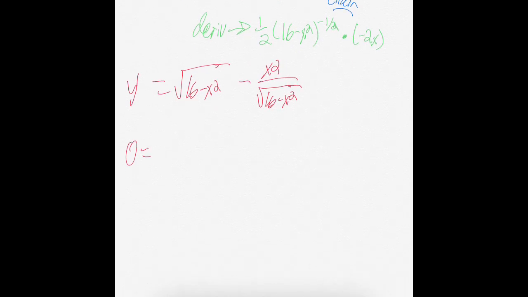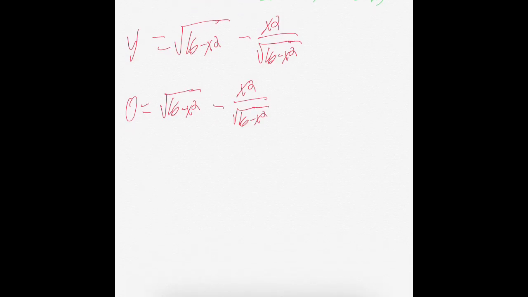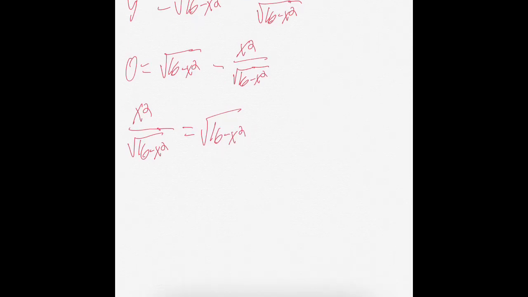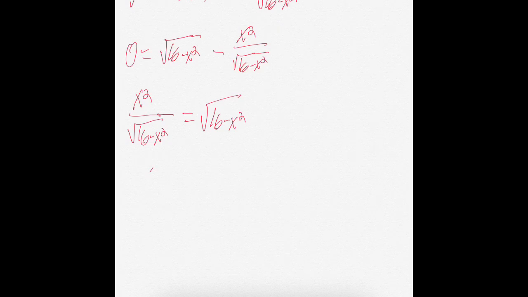Okay, so here we ask ourselves, if I set 0 equal to this, so 0 equals root 16 minus x squared minus x squared over root 16 minus x squared. Well, let me go ahead and add this x squared over that fraction to both sides. x squared equals 16 minus x squared. Remember, we're setting 0 equal to this so that we can find where that derivative is equal to 0.